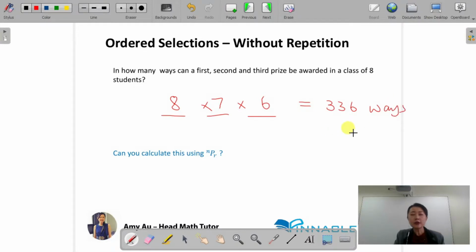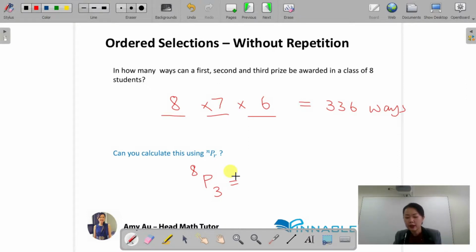Now, I also want to take this opportunity to introduce to you the nPr notation. So for these incredibly simple ones, repetitions not allowed, you have a certain number of spots to fill. You can also use the nPr notation to calculate. So in this case, for example, there are 8 students in total. So n is 8. And r is how many spots you're trying to fill. So in this case, 3. And this is a very specific button on your calculator.